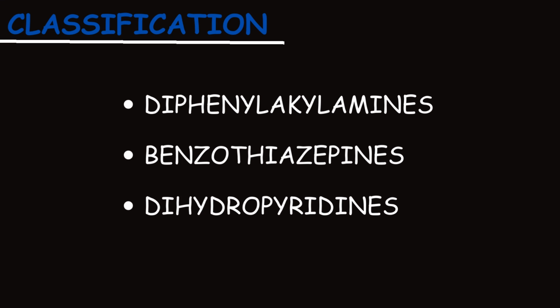Calcium channel blockers are divided into three classes: diphenylalkylamines, benzothiazepines, dihydropyridines, based on their properties.